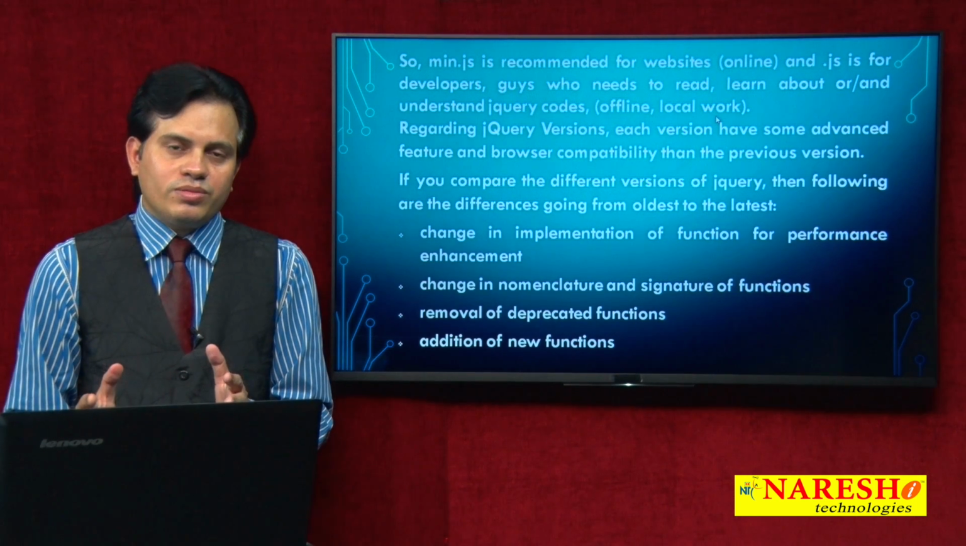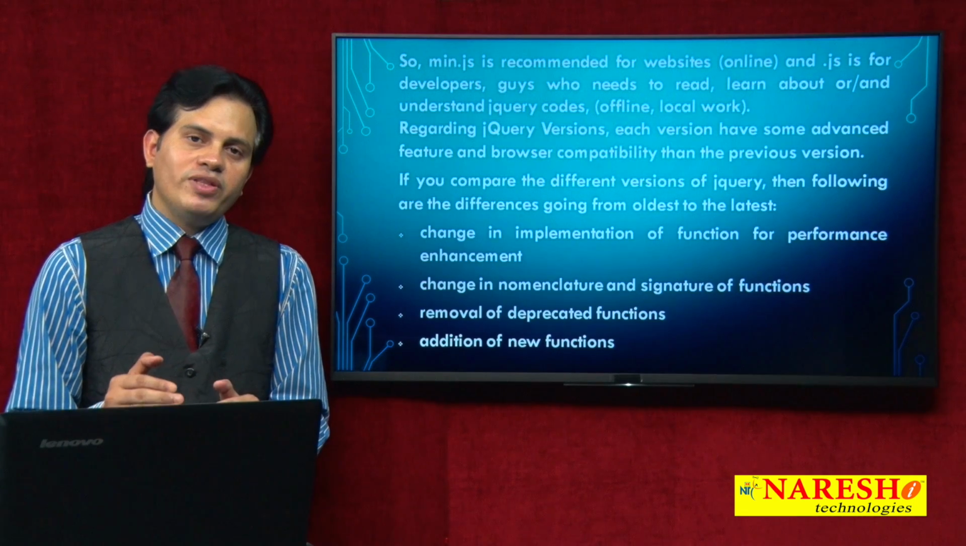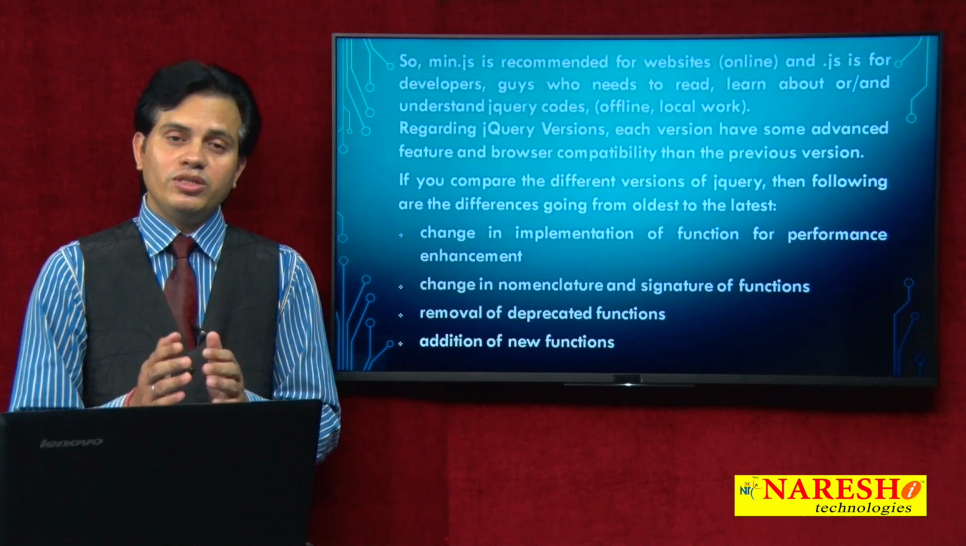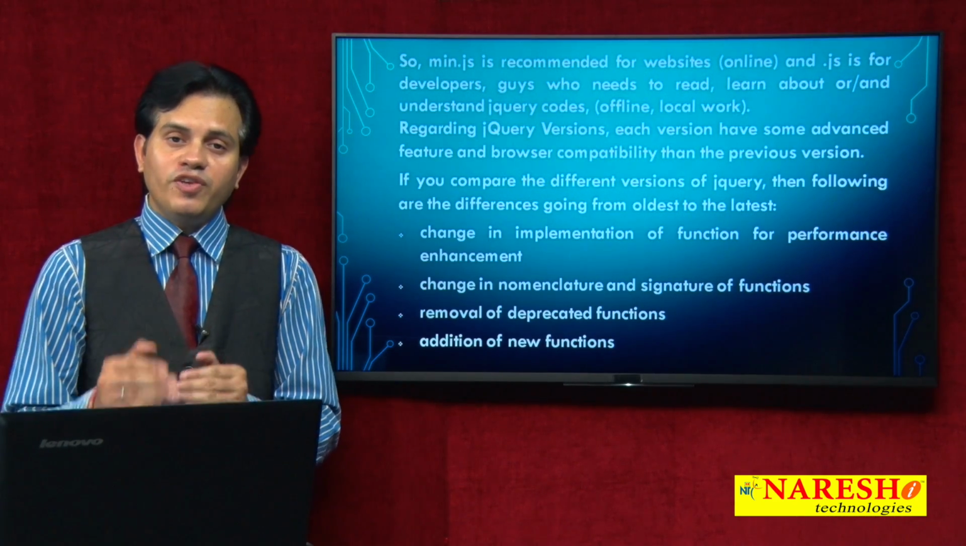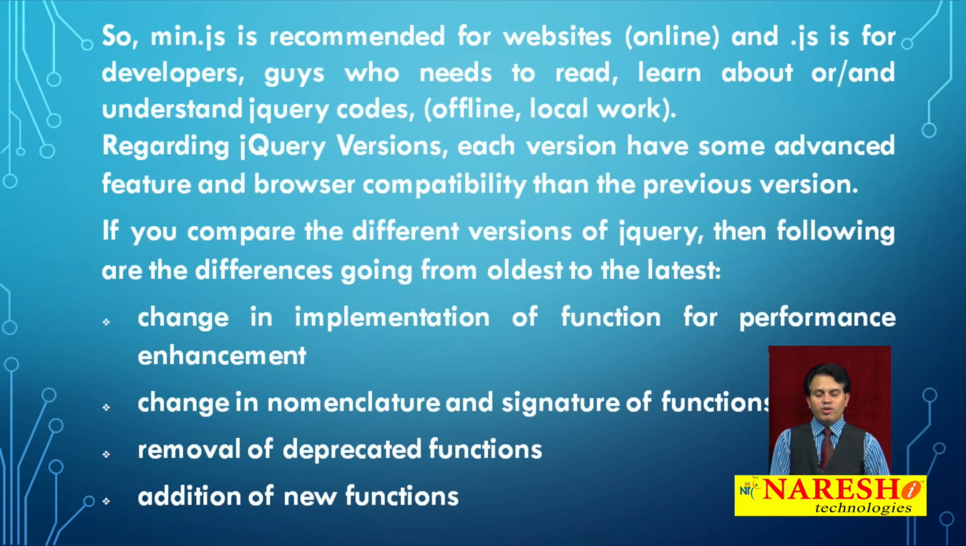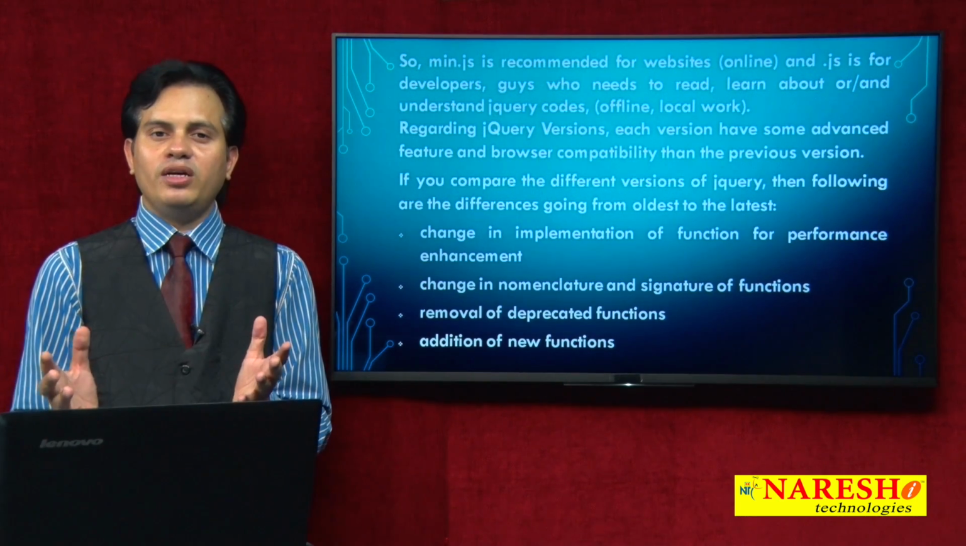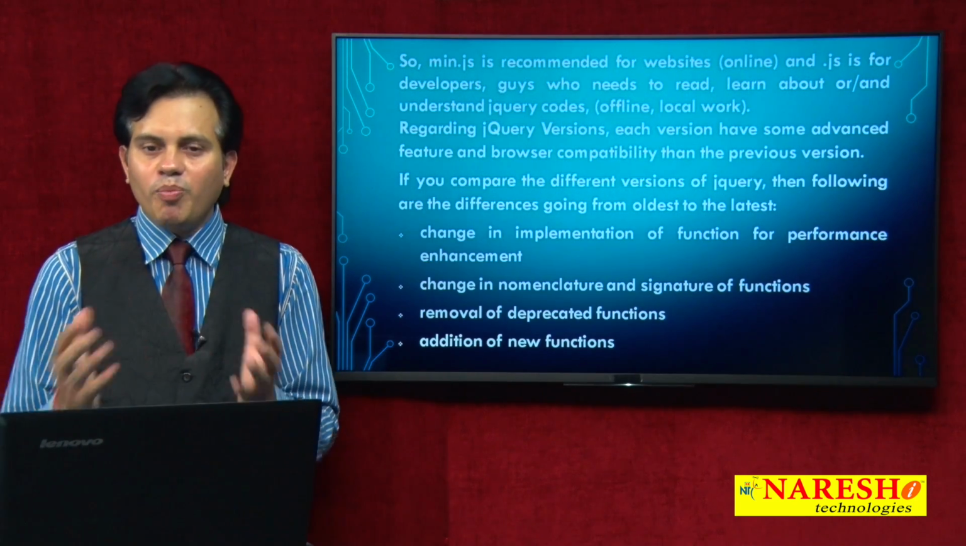Regarding jQuery versions, we are working with jQuery-3.1.1.js, tomorrow it may become 3.1.2.js. So versions keep changing with different version numbers. Whenever we talk about a jQuery version, each version has some advanced features and browser compatibility over the previous version. Suppose I am working with jQuery-3.1.1.js, tomorrow the jQuery team may release jQuery-3.1.2.js. If 3.1.2.js comes to the market, it will definitely have some advanced features and browser compatibility over the previous versions.